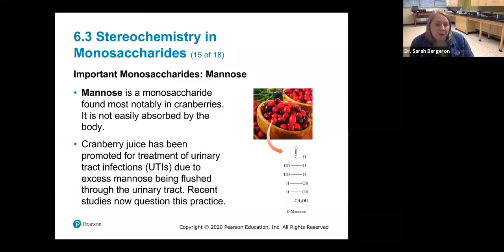Okay, mannose. Mannose is a monosaccharide. You find it in cranberries. That's where it's most easily found, and it's really difficult to be absorbed by the body. And so it's been kind of the common over-the-counter treatment, one that doesn't really work, to treat urinary tract infections, due to the excess mannose inside of the cranberry juice that's going to flush through the urinary tract. But recent studies really now question whether this is really effective and good. So more to follow.